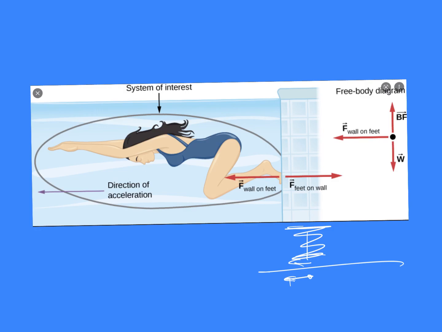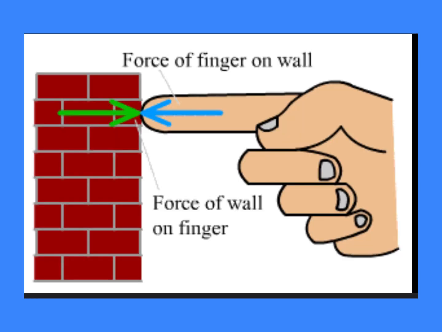So this is another example. Let's say that you put your finger on a wall. So your finger makes a force on the wall, and this is the force acting on the wall. And the wall is doing a force on you, and this is the force acting on your finger by the wall.